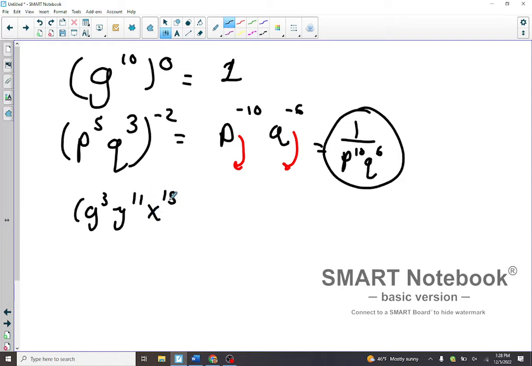g to the 3rd, y to the 11, x to the 15, g to the 10, y to the negative 3, x to the negative 15.